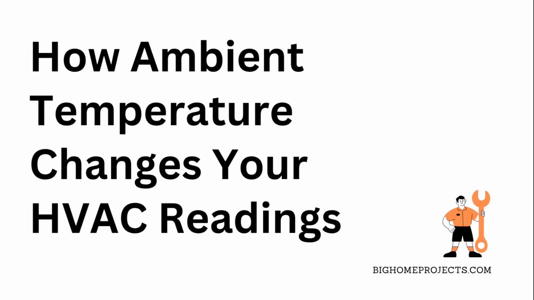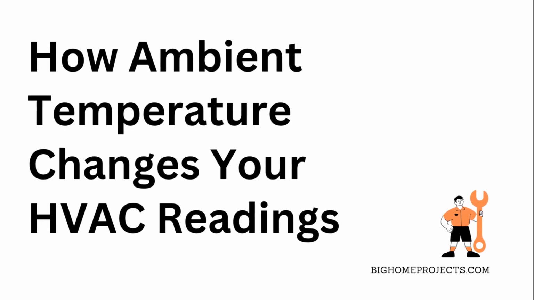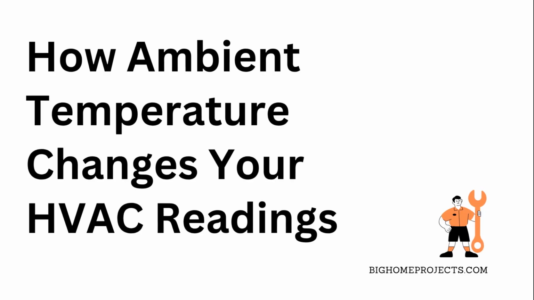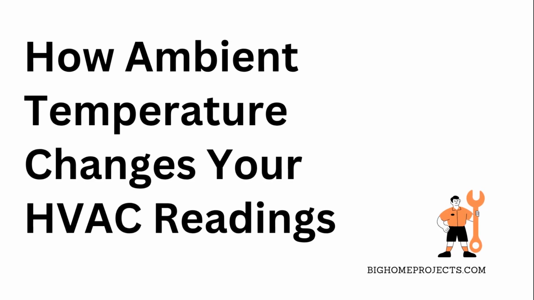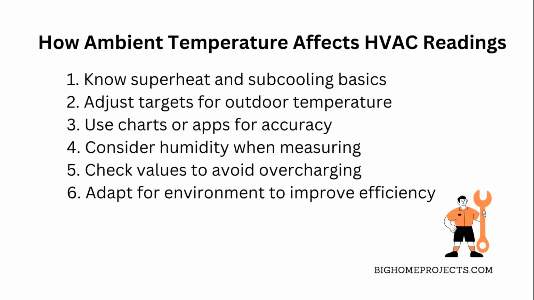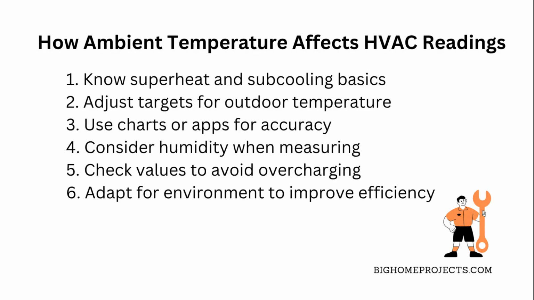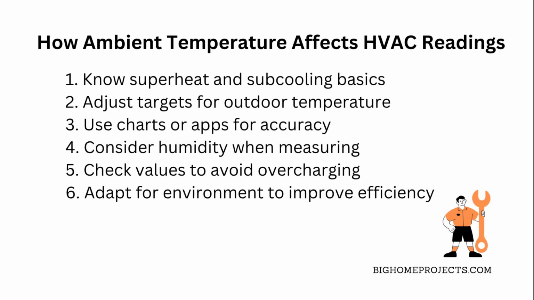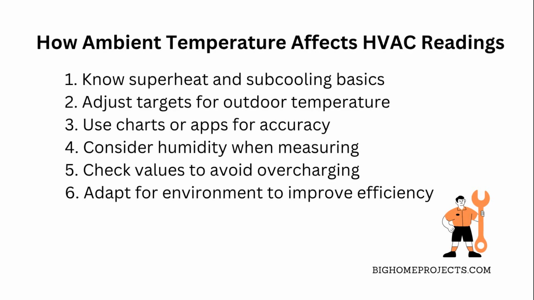Understanding superheat and subcooling is key when you're trying to nail HVAC system performance, especially since ambient temperature messes with your readings more than you think. So, first off, superheat is basically how much the refrigerant vapor heats up after it leaves the evaporator coil, and subcooling is how much the liquid refrigerant cools down after leaving the condenser.